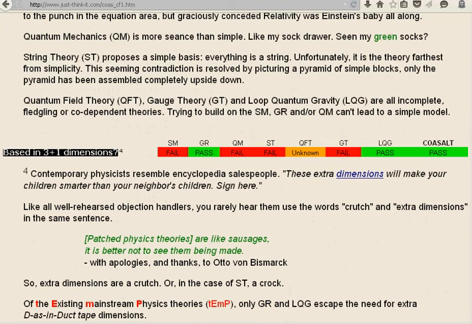It is better not to see them being made. With apologies and thanks to Otto von Bismarck. Extra dimensions are a crutch, or in the case of string theory, a crock. Of the existing mainstream physics theories, only general relativity and loop quantum gravity escape the need for extra, D as in duct tape, dimensions.